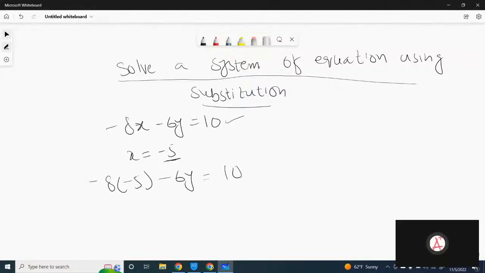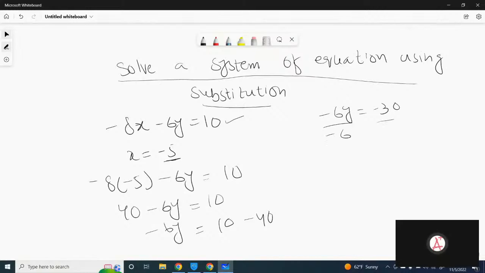Negative 8 times negative 5 is 40, minus 6y equals 10. Got it? Move the 40 to the other side, so it would be 10 minus 40, which is minus 30. So negative 6y equals negative 30. Just divide both sides by negative 6, so y equals 5. That means the point is negative 5 and 5. Got it? So that is the solution of the system, negative 5 and 5.